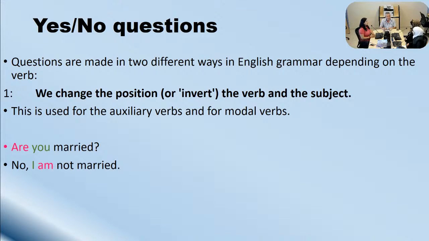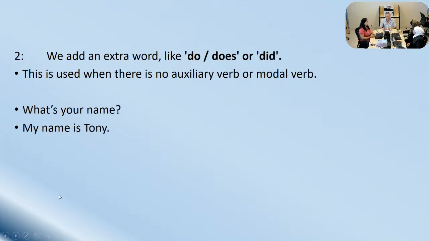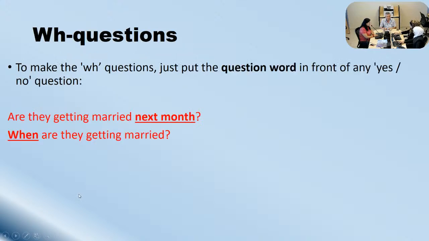We have a question. Are you married? No, I'm not married. Next slide. We add an extra word like do, does, or did when we don't have it in the simple present and the simple past. What's your name? My name is Tony. Where did you live? I lived in Canada.